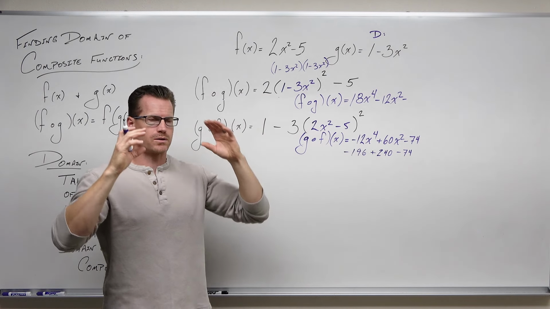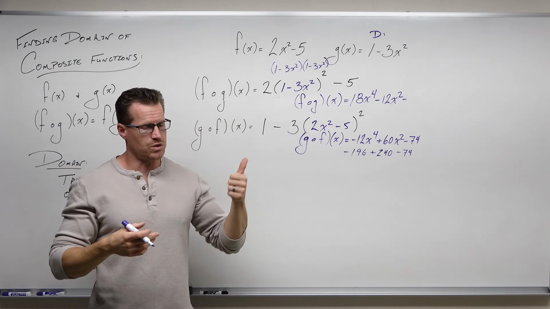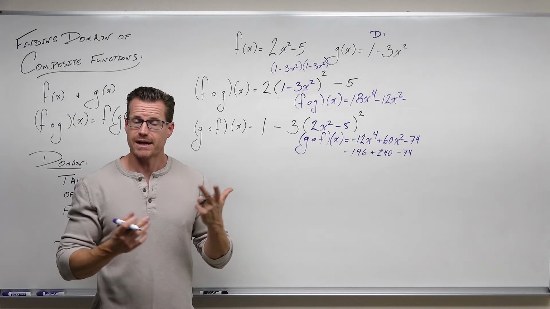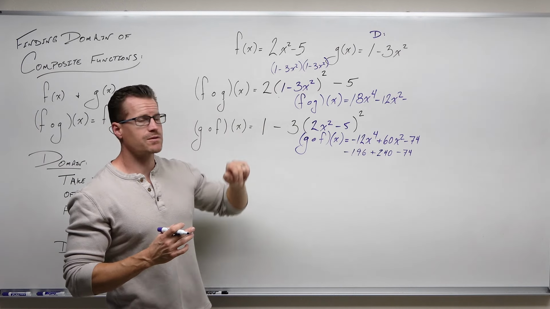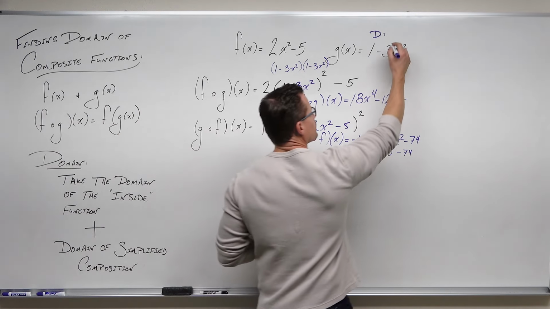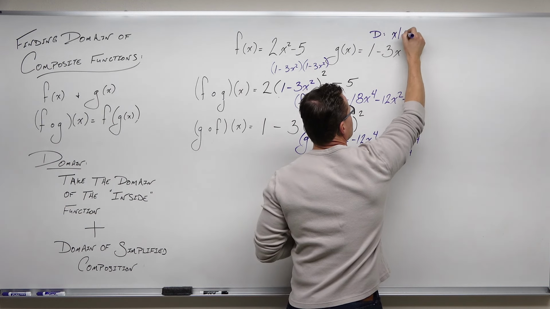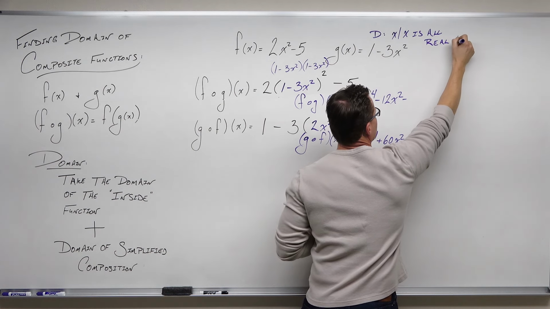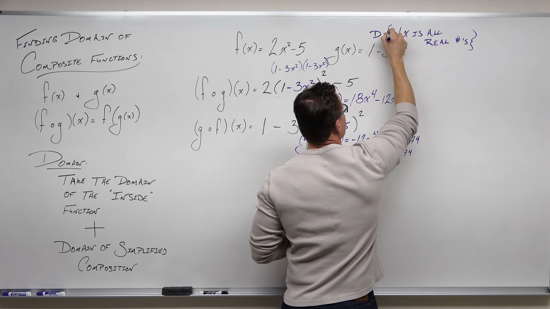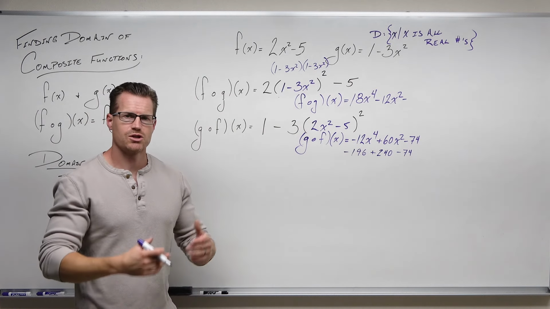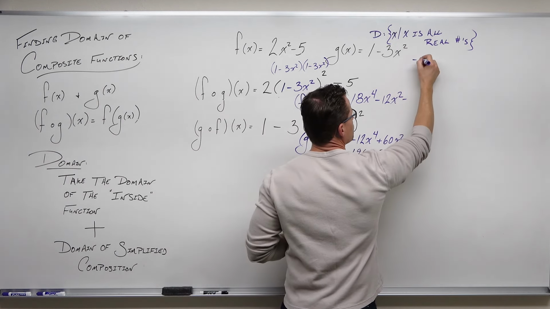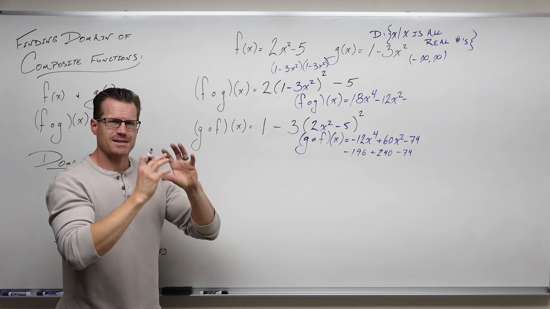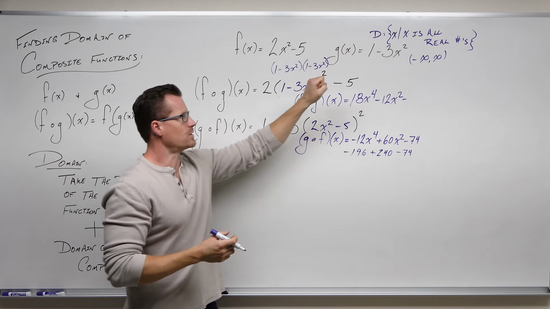So in my head, I'm thinking, okay, what's the domain? I don't see any square roots. Good news. I don't see any denominators with variables in them. That's good news. I don't see any logarithms. That's good news. That means the domain, in the absence of those three things, is all real numbers. We also can use interval notation, negative infinity to positive infinity. So I know that. That's in the back of my head. The domain of my inside function is right there.